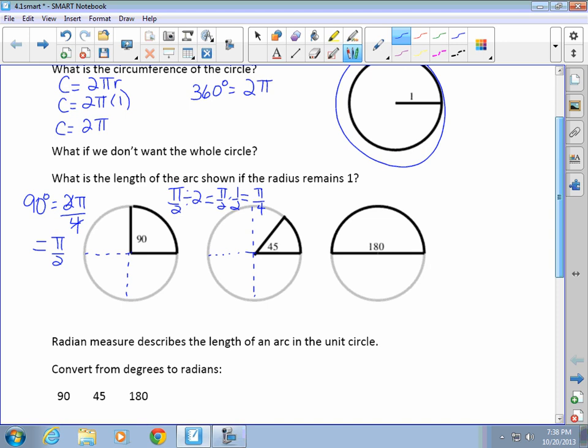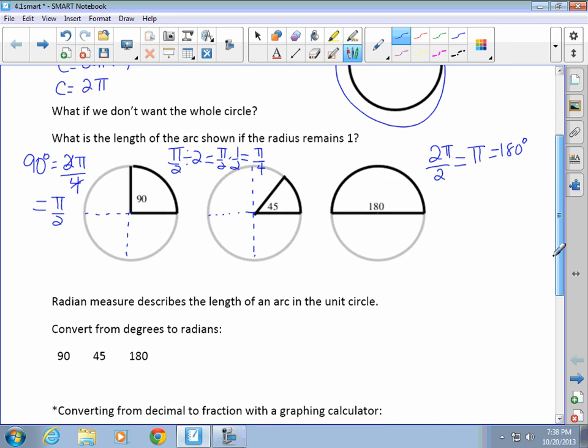180 degrees then is half of your circle. So if a full circle is 2 pi, and we're dividing it by 2, then half of it is going to be pi. So a full circle is 2 pi, half a circle is just pi, 90 degrees, so half of a half, is pi over 2, and then 45, which is half of the 90, is pi over 4.